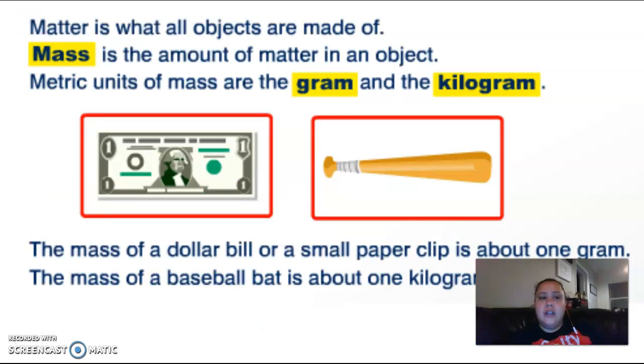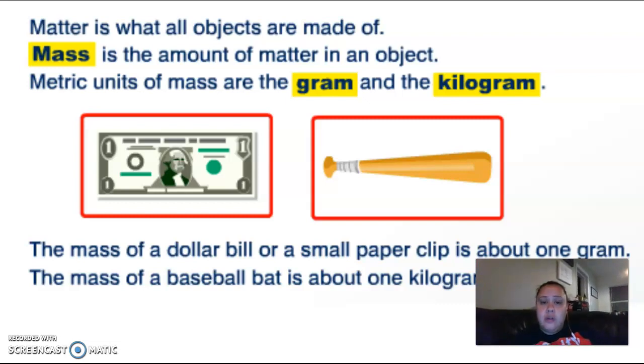More definitions here. Matter, again, is what all objects are made of. Everything has matter. The chair you're sitting on, the desk you may be working on right now, they all have matter. And in order to measure matter, we use mass. Mass is the amount of matter in each object. And again, we're going to be focusing today on grams and kilograms.